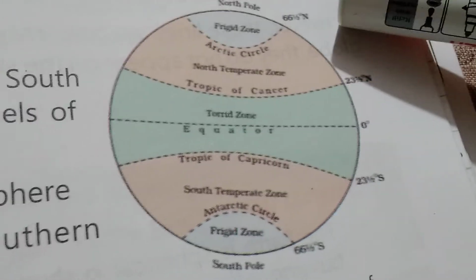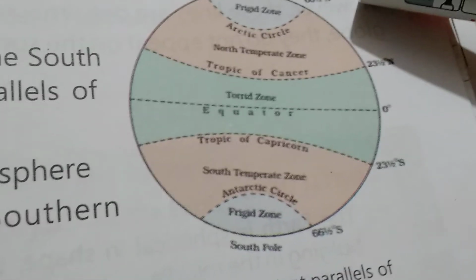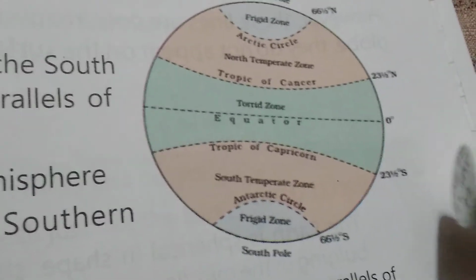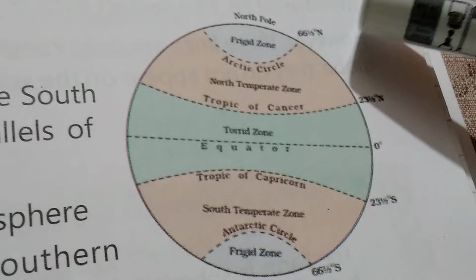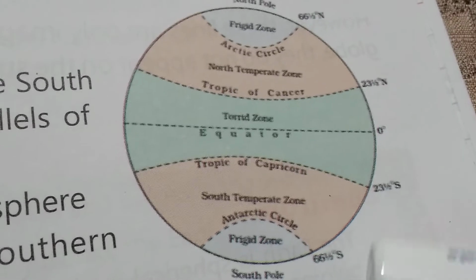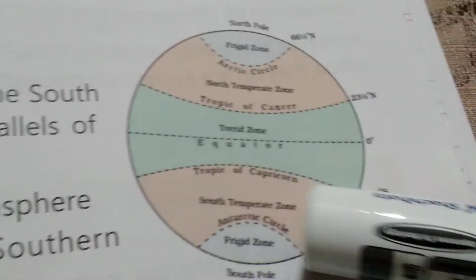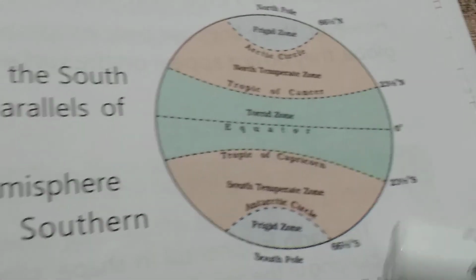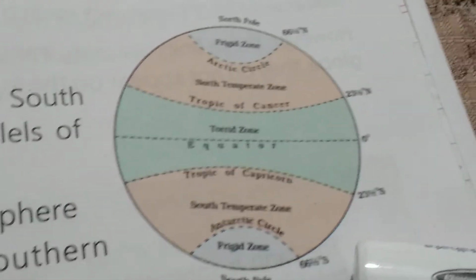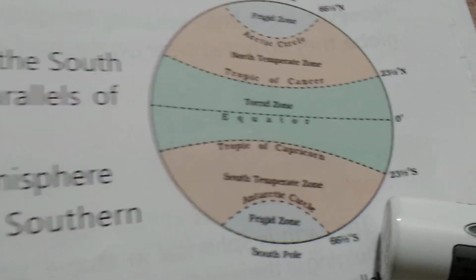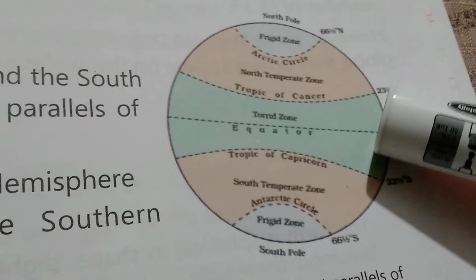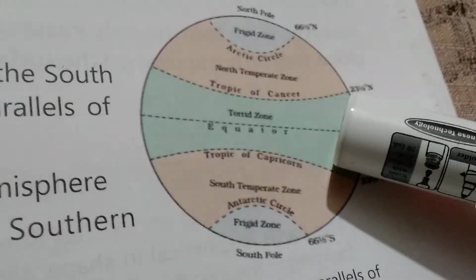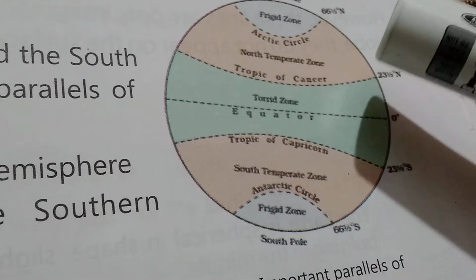And the Arctic Circle, you can see the Arctic Circle. It is 66.5 degree N, and N means, yes, northern hemisphere. And it is the Antarctic Circle. It is 66.5 degree S. It is in the southern hemisphere. So, these all are the important latitudes.